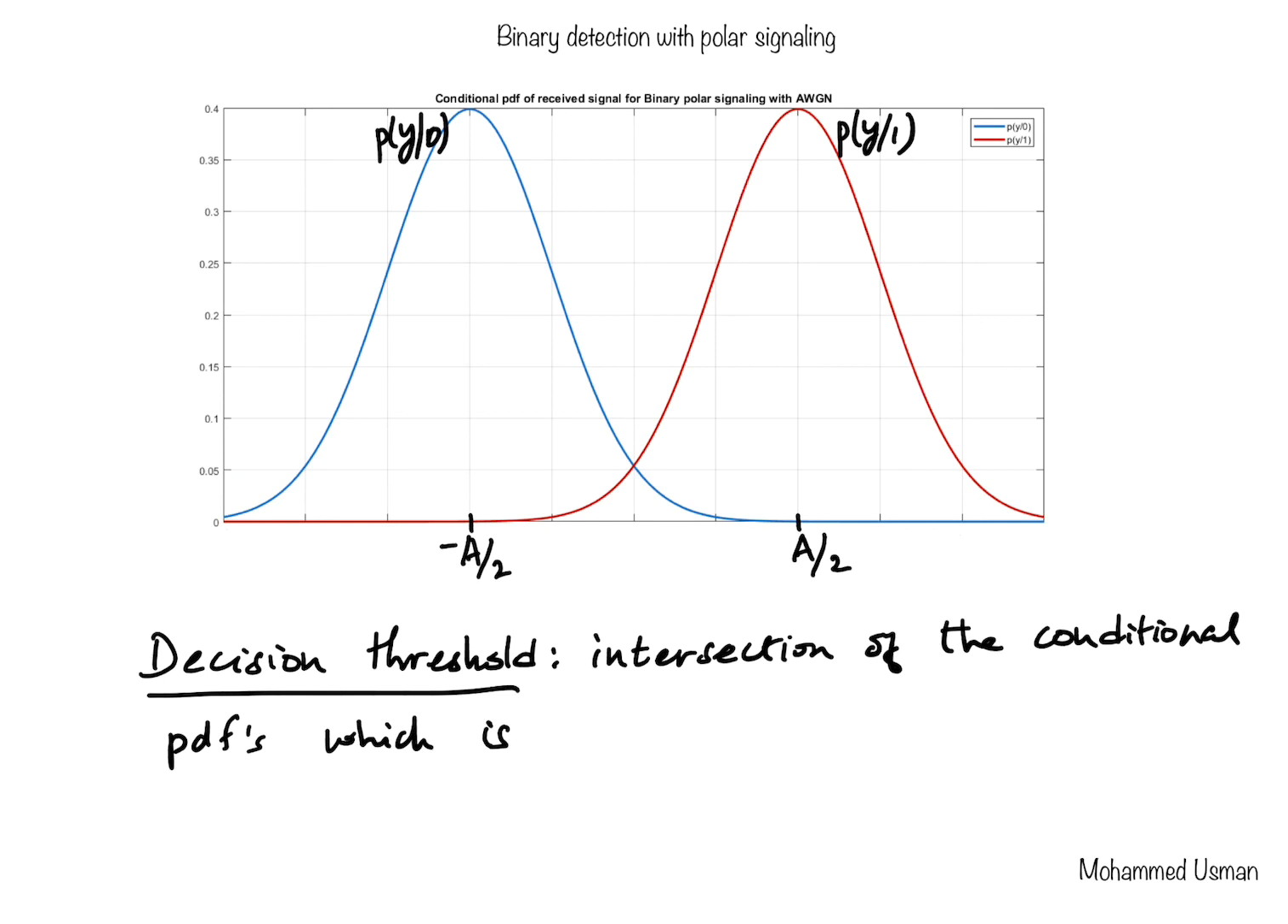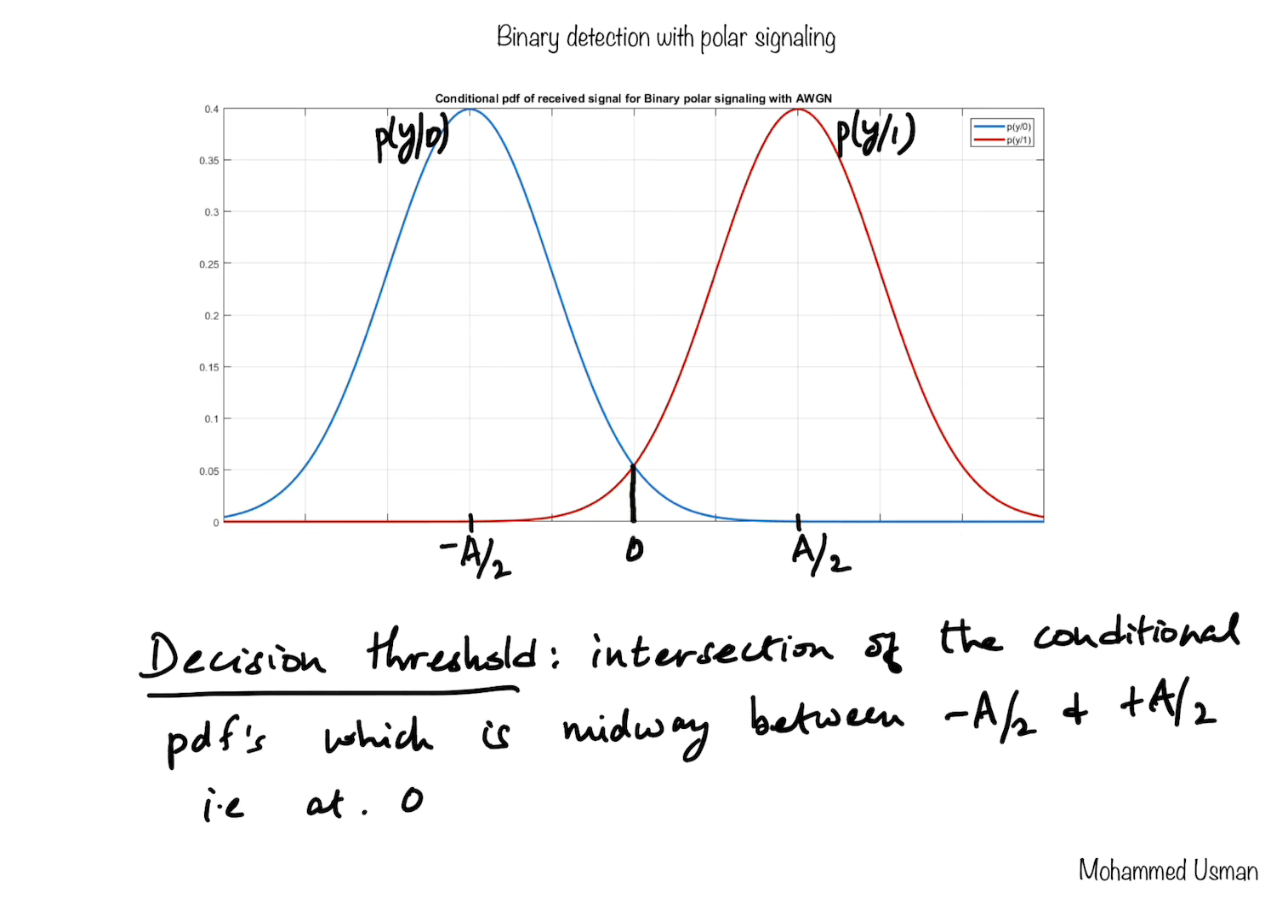Which is midway between minus a by 2 and plus a by 2, that is at 0. So the intersection point here is going to be exactly at 0. So that's our decision threshold.